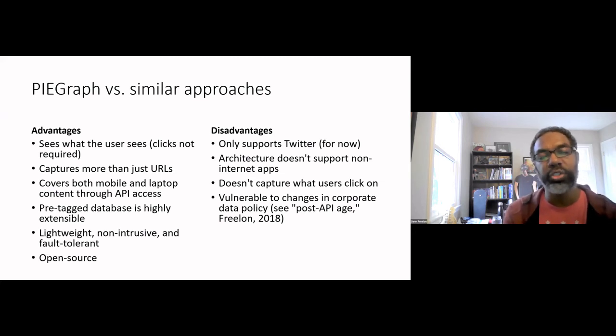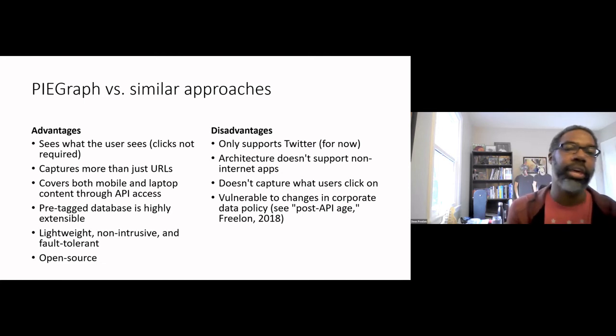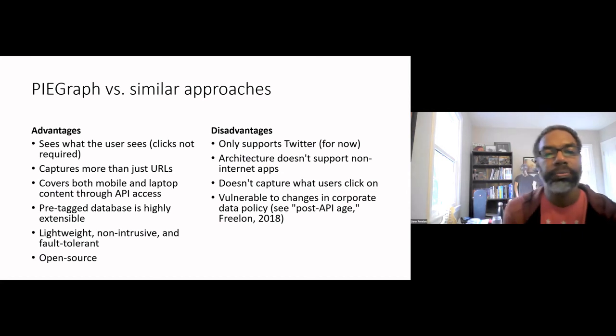It captures more than just URLs. All the data that I showed were actually URL based, but we also capture content like hashtags and usernames and potentially images as well. We'd have to figure out how to do that. We have the images, but we don't really have a processing pipeline for them. But we could capture that if we wanted to.